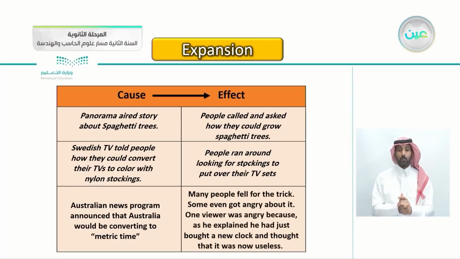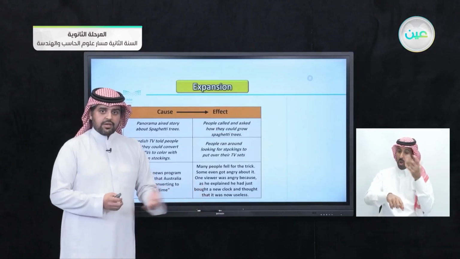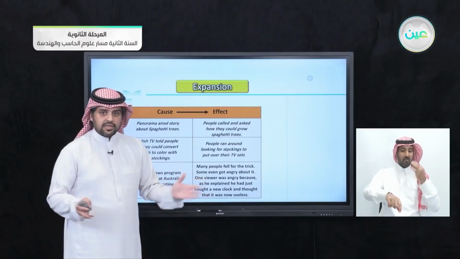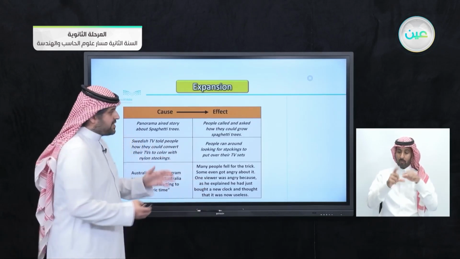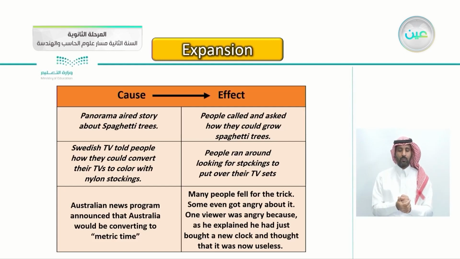Yes, many people fell for the trick. Some even got angry about it. One viewer was angry because, as he explained, he had just bought a new clock and thought that it was now useless. So people who bought new clocks thought that it was now useless because the country will be changing to metric time. So this is an example of the cause and effect chart that will help you to write your own essay.